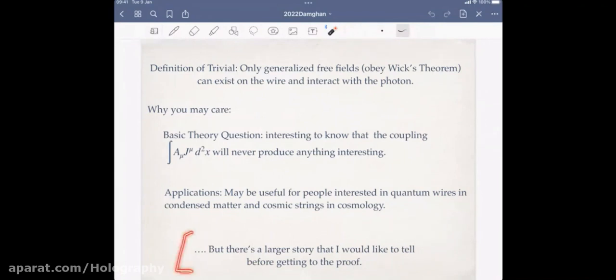But there's a larger story here. Those are kind of the two obvious things, but there's also a larger story here that I'd like to tell you before getting to the kind of technical details of this proof, which I hope will motivate you to listen to the whole talk. Okay, so let's get started. First half motivation, second half technical details.